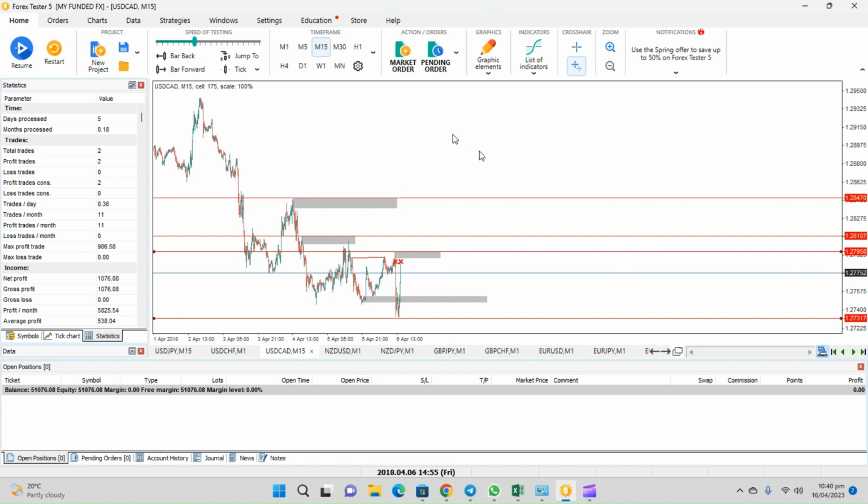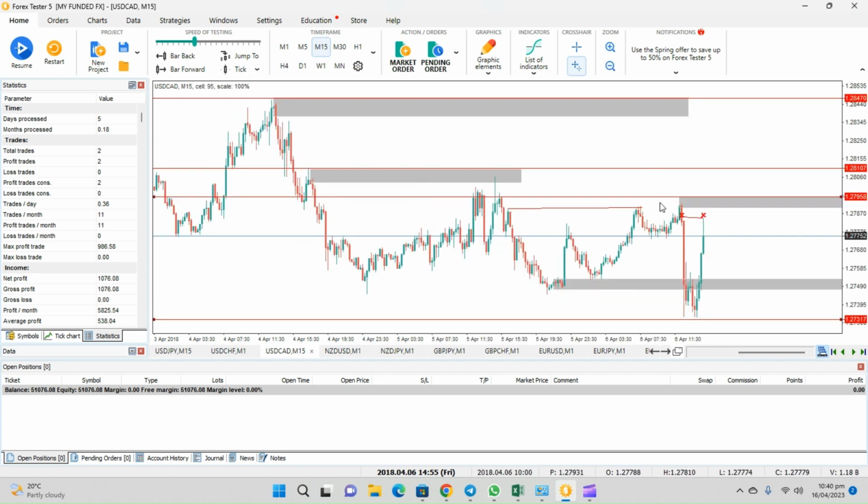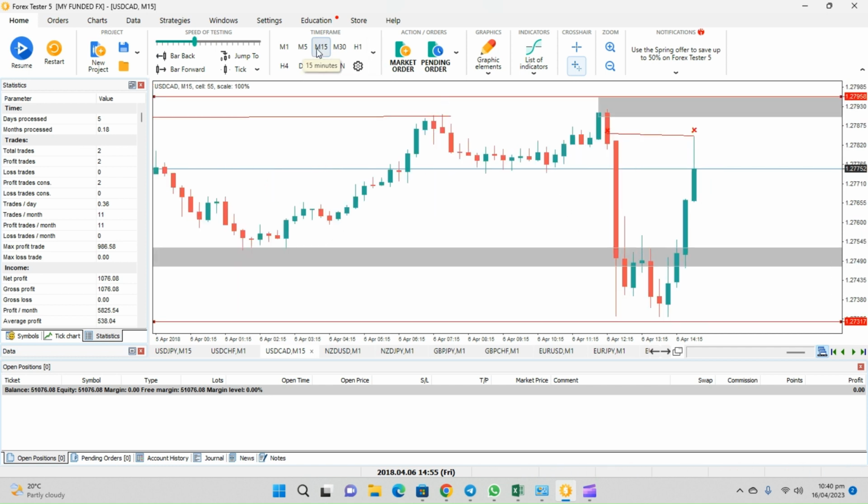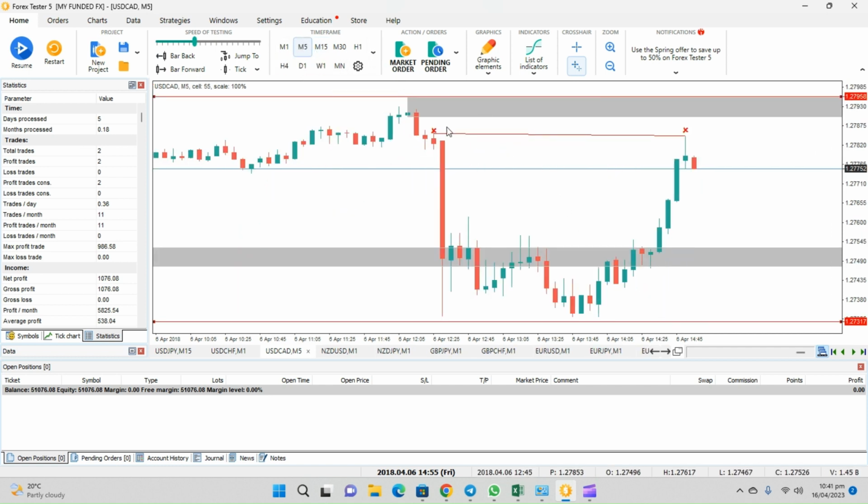So let's go back to the higher time frame. My thesis here will be targeting entering from here and targeting these lows right here. That is what I want to do, and I like what is happening here.